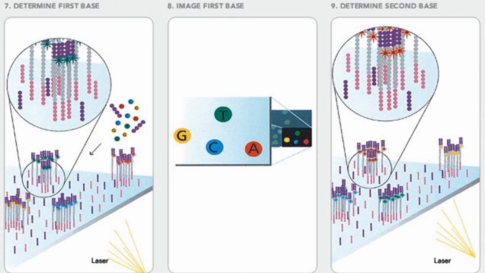After laser excitation, capture the image of emitted fluorescence from each cluster on the flow cell. Record the identity of the first base for each cluster. Step 9. Determine second base. This is now the second chemistry cycle. To initiate the sequencing cycle, add all 4 labeled reversible terminators and enzyme to the flow cell.